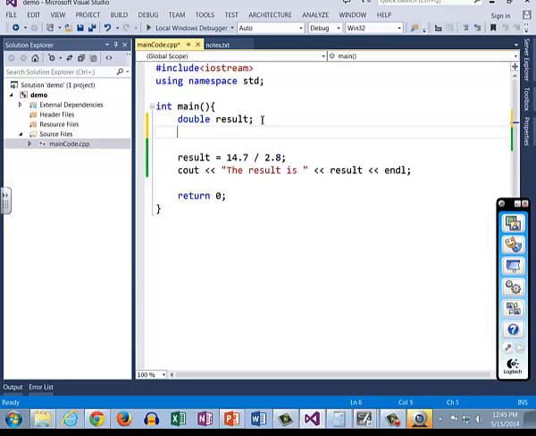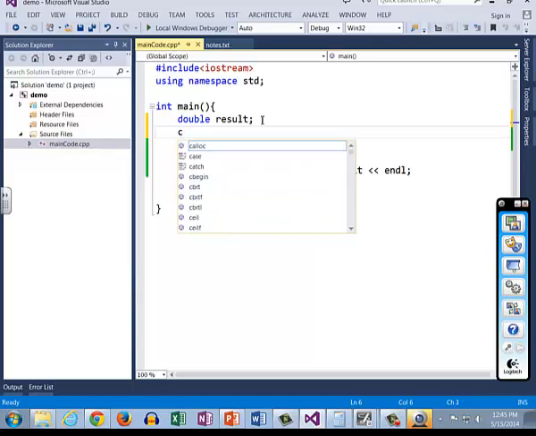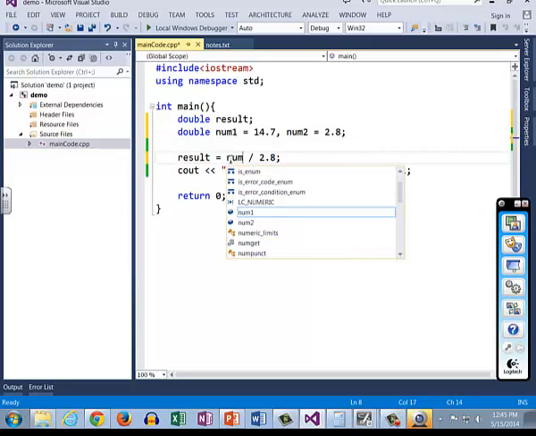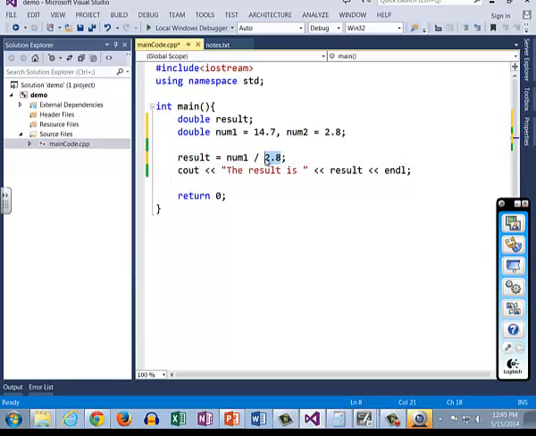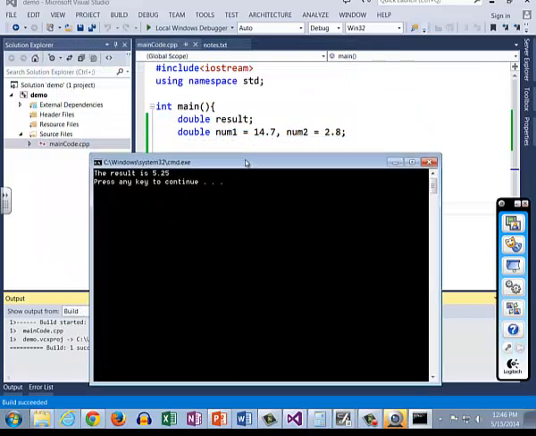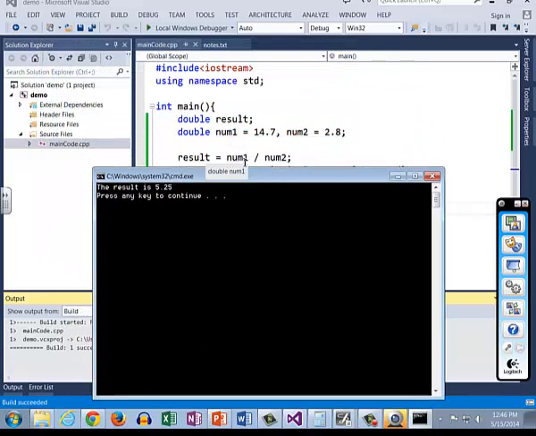What we more commonly see in coding is variables. So I'm going to put 14.7 in num1. I'm going to create a variable called num2 and put 2.8 in there. And then I use these as variables. So for my numerator, I'm going to put num1. For my denominator, I'm going to put num2. And now when I run it, I get exactly the same result using variables. Num1, whose current value is 14.7, num2, whose current value is 2.8, and I do that division and I get the same thing.